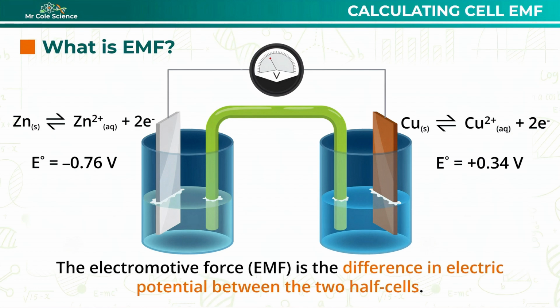So the cell EMF, or electromotive force, is simply the difference in electric potential between the two half cells. In other words, the potential difference between them. It essentially measures the driving force pushing electrons through that external circuit. The greater the EMF, the greater the driving force, and the more strongly electrons are pushed around the circuit. So now we can start to quantify that difference and calculate the EMF of a cell.